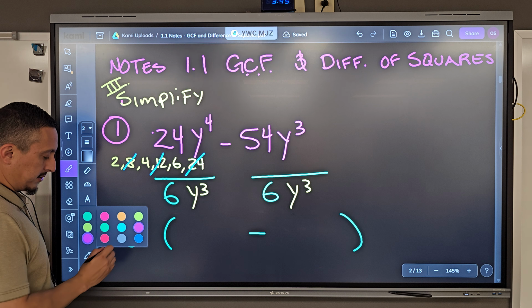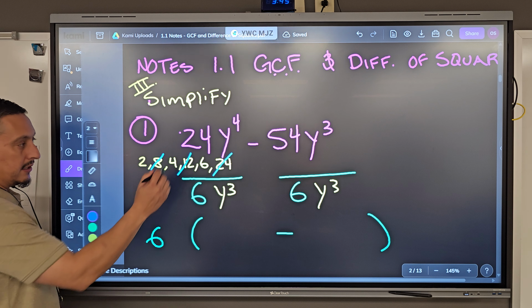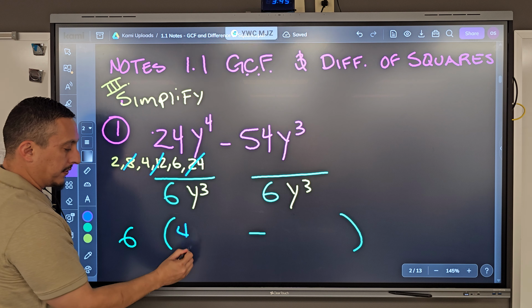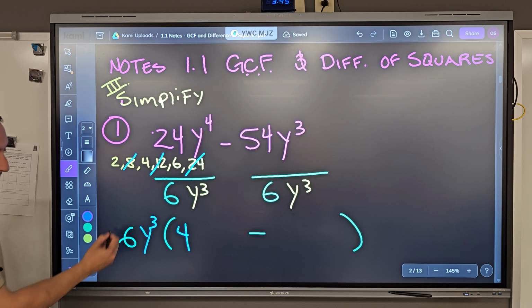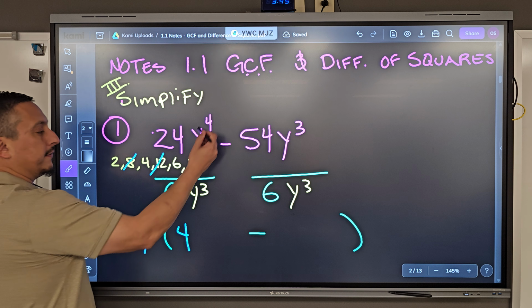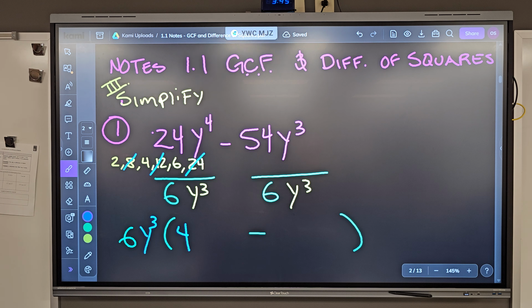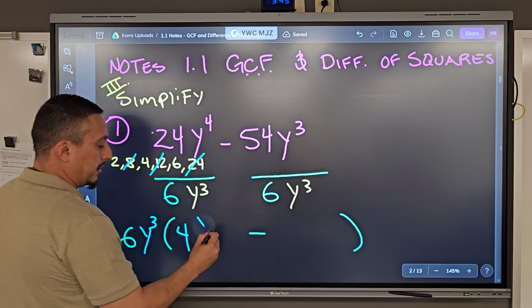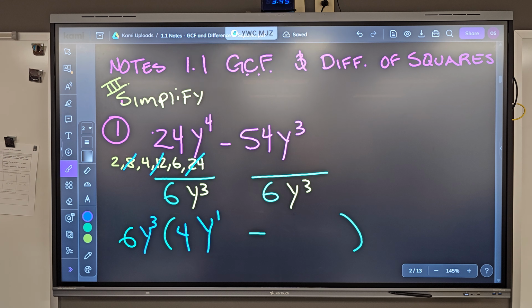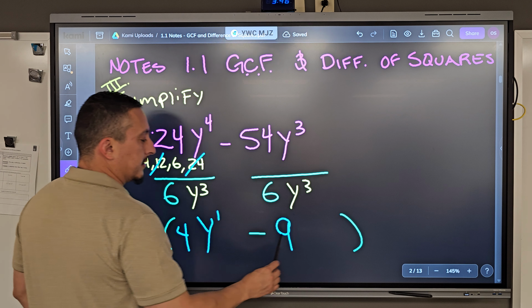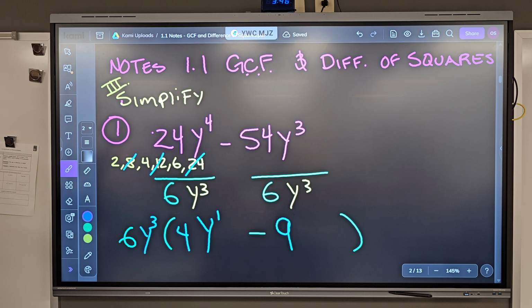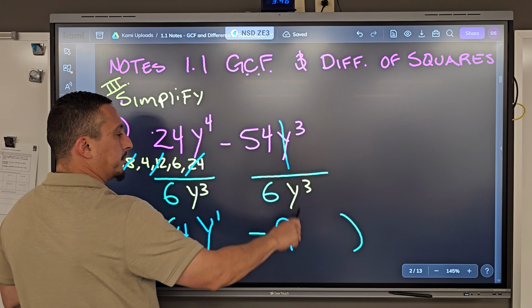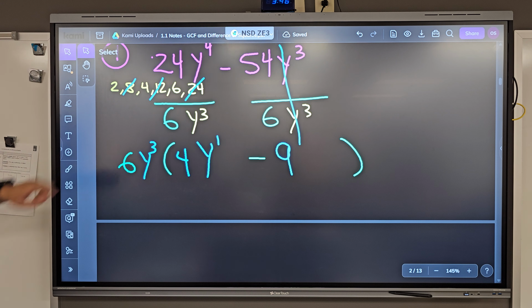So then here's how this works. 24 divided by 6 is 4. I'm also taking that y cubed out, so this is where you put your GCF in the front. If I have y to the 4th and I divide by y cubed, how many y's are left? 1. You can put a 1 right there. 54 divided by 6, 9. And if you have 3 y's and you take away 3 y's, no more y's, right? So there's no 1. And so there's the answer to that one.